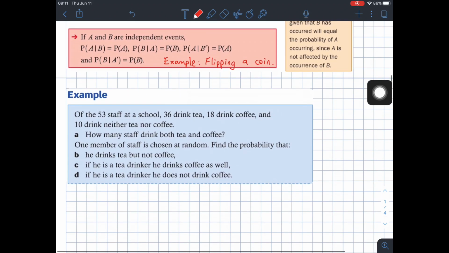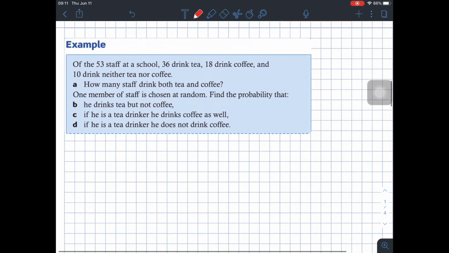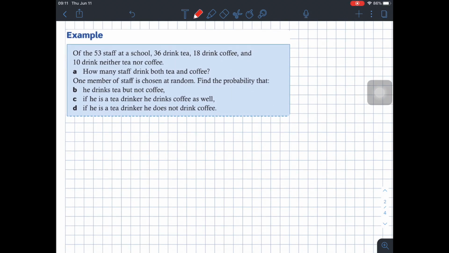Okay, so let's see one example where we're going to apply the concept of conditional probability. This is still very simple. We're going to be getting into tougher problems later on. It says, of the 53 staff at school, 36 drink tea, 18 drink coffee, and 10 drink neither tea nor coffee. How many staff drink both tea and coffee?